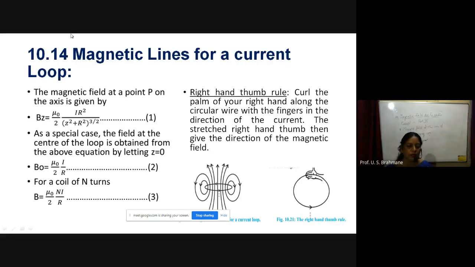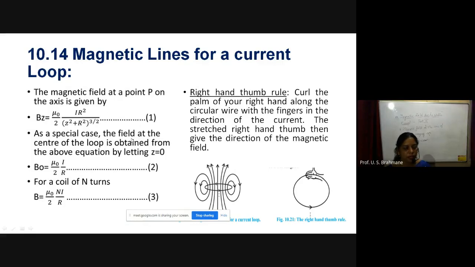Now next, figure 10.14, this is the magnetic lines for a current loop. So see here, this is the current loop, and see the magnetic lines. The magnetic field at a point P on the axis is given by, as we know along the axis, Bz is equal to mu 0 upon 2. So that equation we have taken from the axial case. So this is the equation.